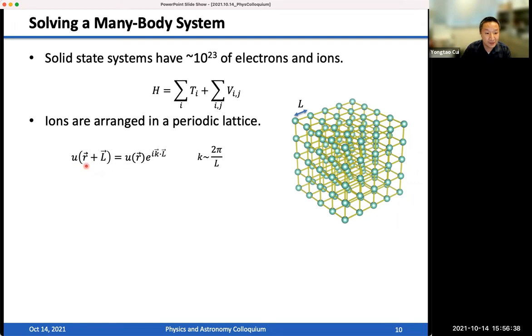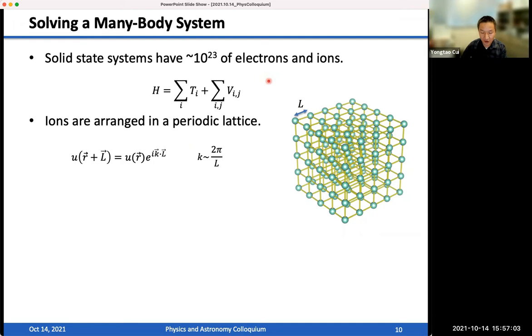So that means if we take the eigenfunction and then move it over one period, we know it's going to be the same as the original wave function up to a phase factor. And in this phase factor, there's a wave vector. This k will be on the order of 2 pi over L, where L is the length scale, or the periodicity of this lattice. Okay, so this takes care of the ions.